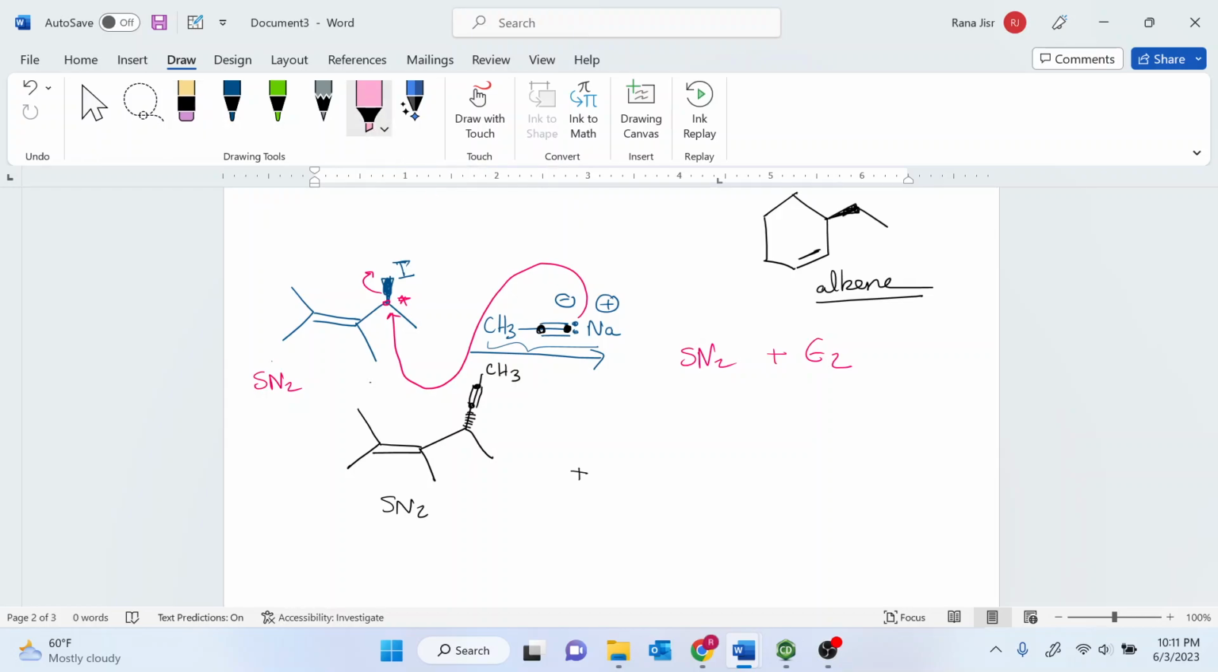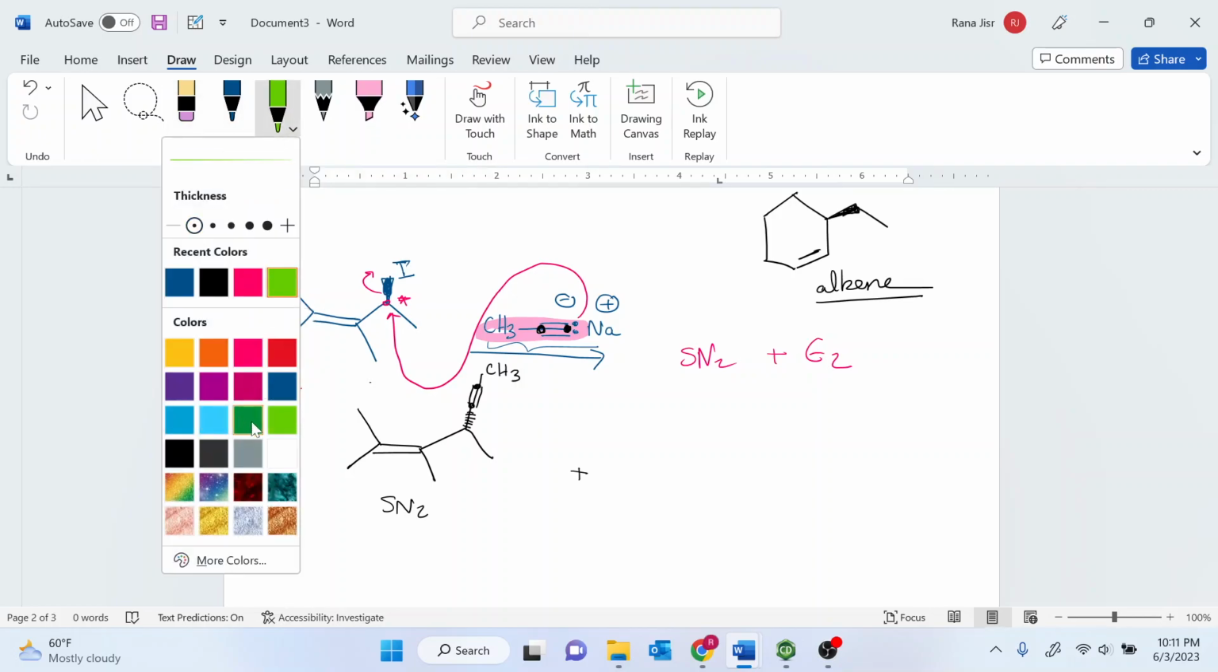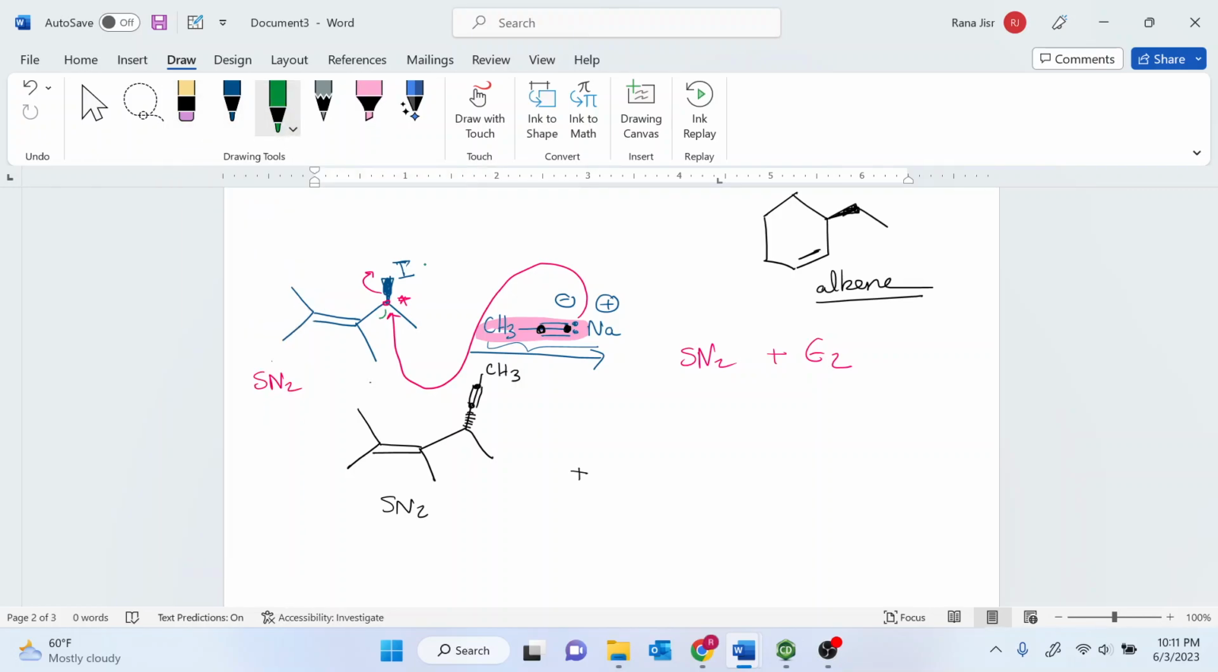Now for the E2, this is going to act as a base, and bases are going to take the beta hydrogen. So I have to locate my beta hydrogen in this case. This is going to be my alpha carbon, and I have here a beta carbon. And this guy is also a beta carbon, although this one has no beta hydrogens. So there will be no elimination on this carbon. There will be an elimination on this one over here.